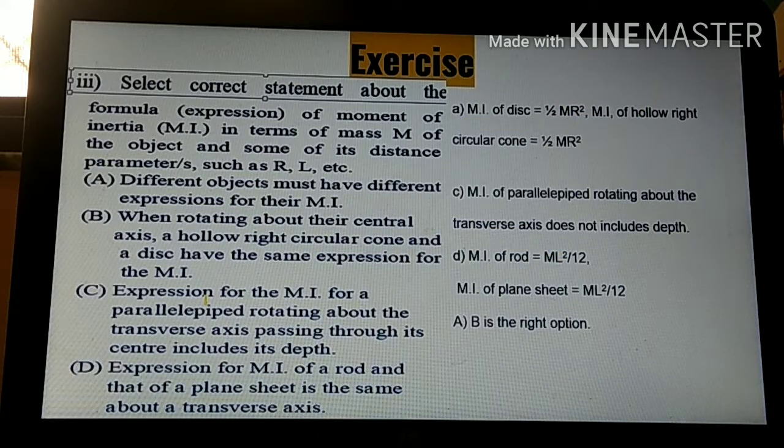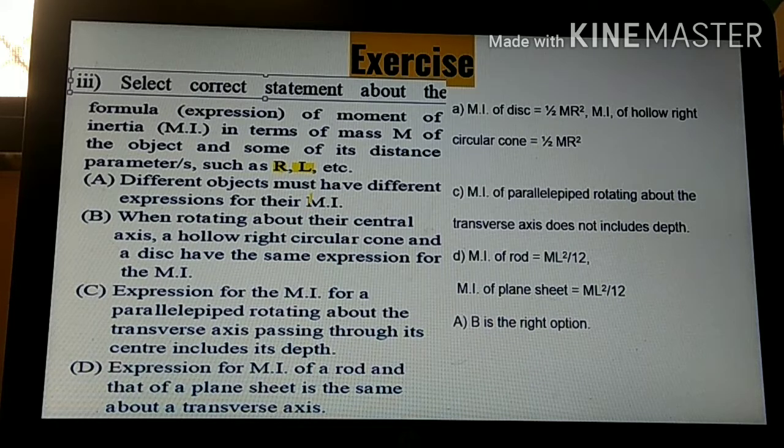Next one, we have to select the option from the formula of the moment of inertia in terms of mass and the object, and some of the distance parameters such as radius, length, etc. Different objects must have different expressions for their moment of inertia.